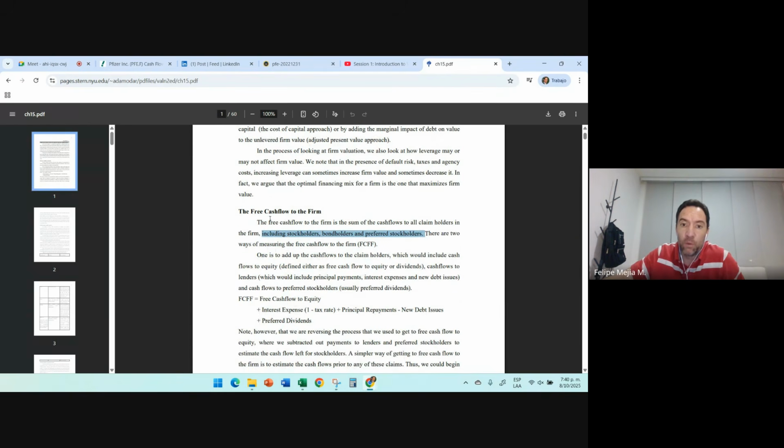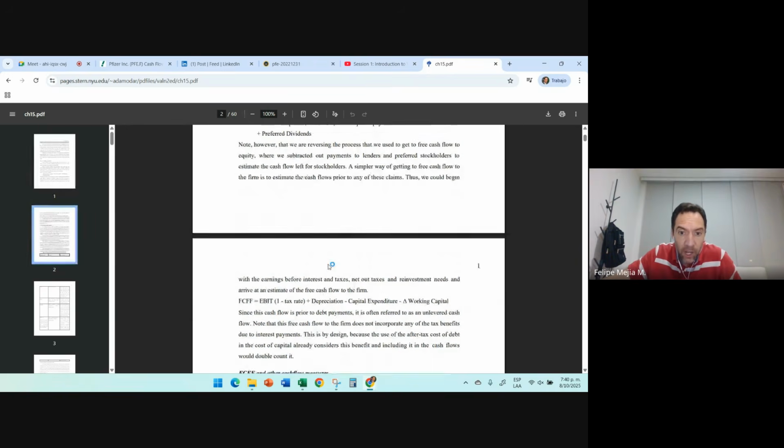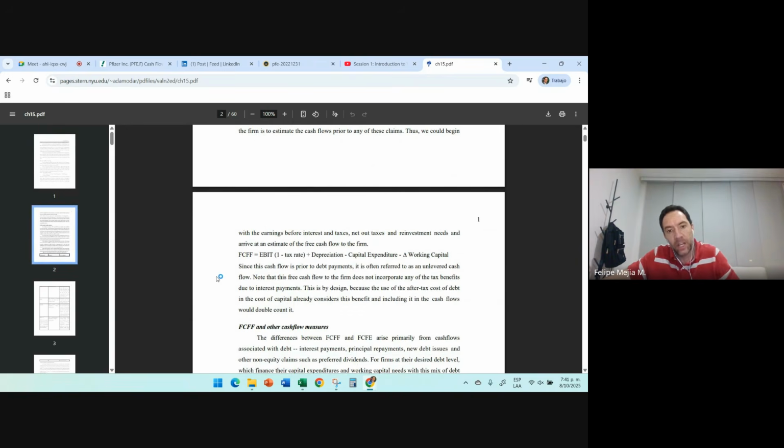The free cash flow to the firm is the sum of the cash flows to all claim holders in the firm, including stockholders, bondholders, and preferred stockholders. So if you look here, this is the equation that I'm trying to teach you.